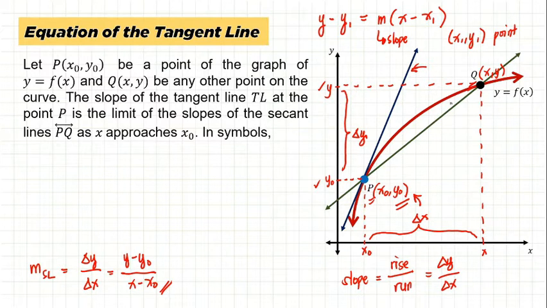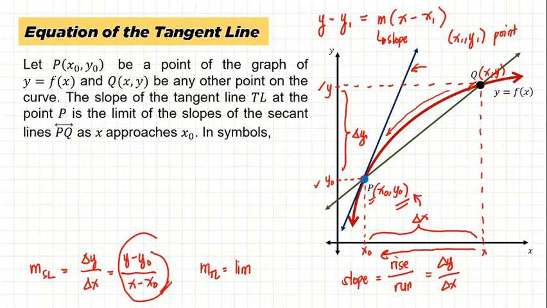So as Q approaches P here, you can see that X will approach X sub O. And since that is the limit, therefore the slope of the tangent line now is the limit of the slope of the secant line. And that will be Y minus Y sub O all over X minus X sub O, as X approaches X sub O.